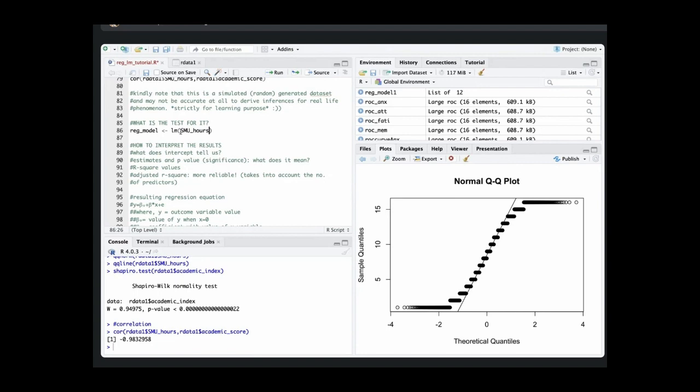Then I would use this sign, which is usually used in a formula. I think this is called a tilde, if I'm not wrong. I'll get back to you on this. This symbol is used to show that I would like to understand the effect of the variables on the right, which are my predictors, explanatory or independent variables, on the dependent variable.